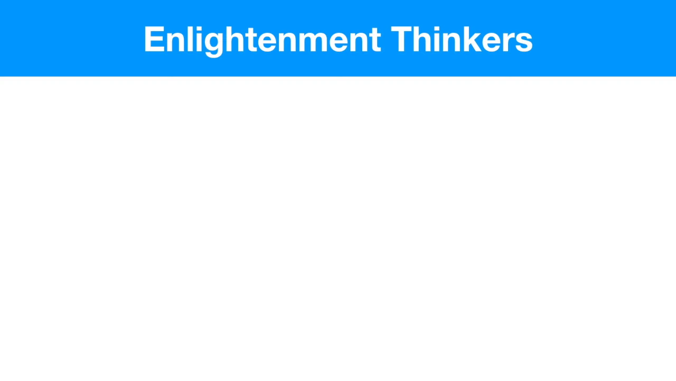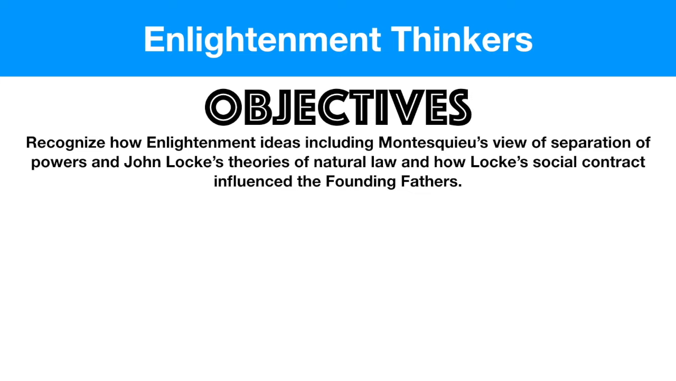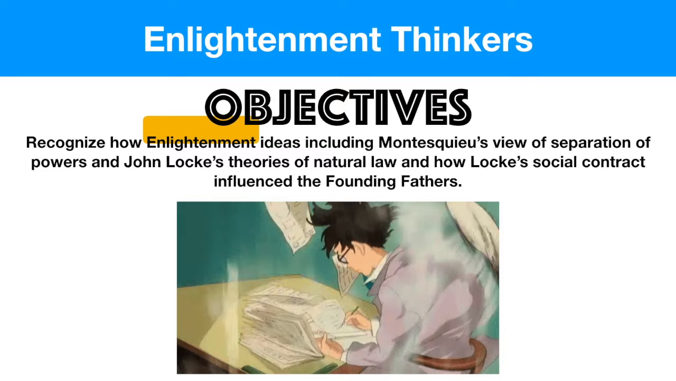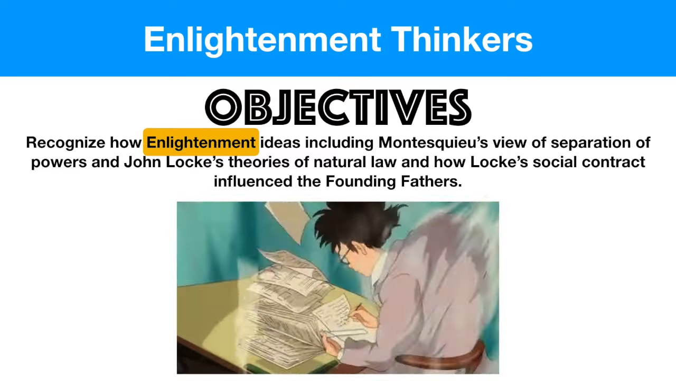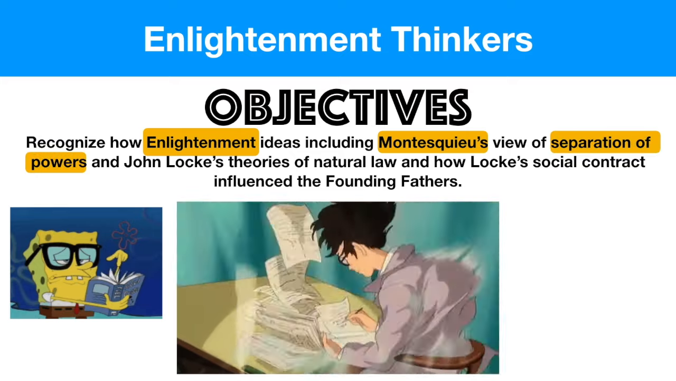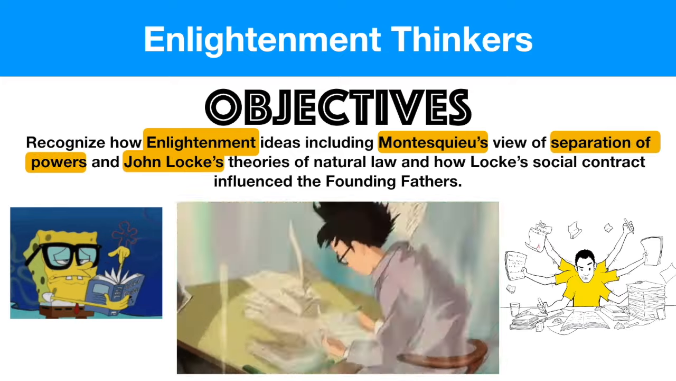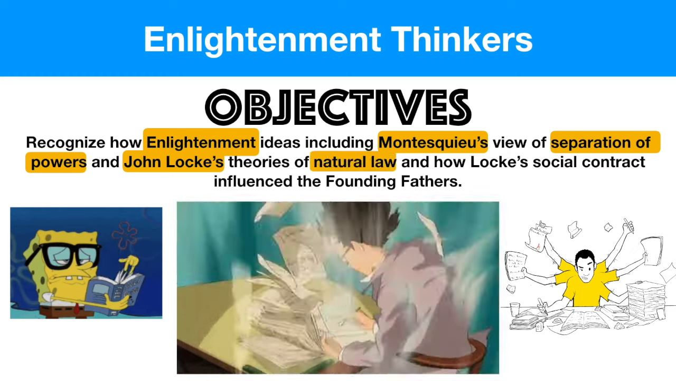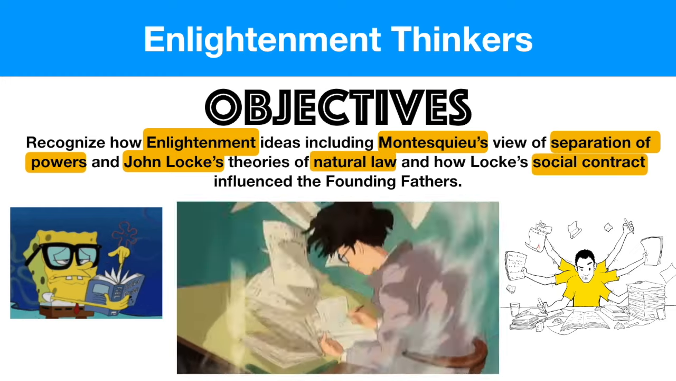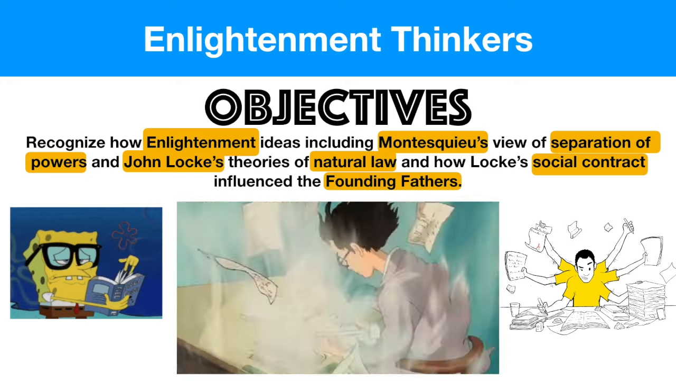The Enlightenment thinkers is a standard that we need to know, and the objectives we need to learn about are: what is the Enlightenment? Who's this bro Montesquieu? What's separation of powers? Who's this other bro, John Locke? And then what in the world is natural law, social contract, and oh yeah, by the way, I've heard Founding Fathers, but I need to review it.